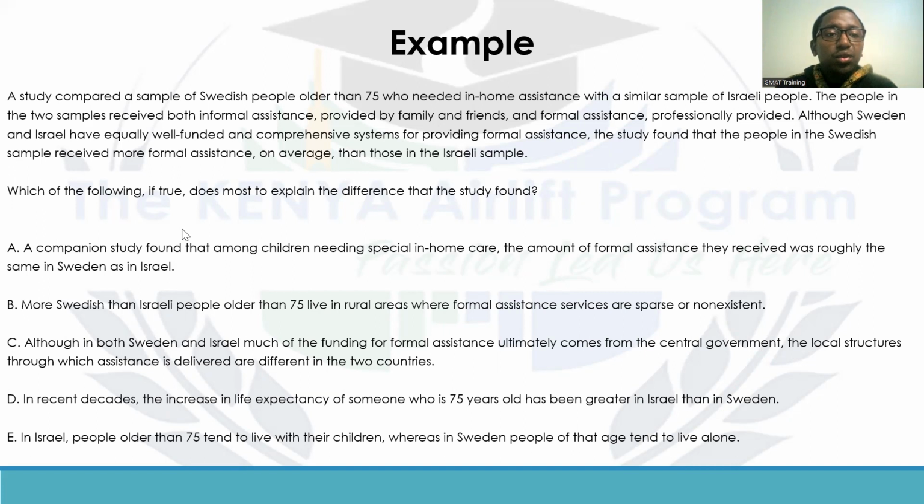So the first thing you do here is understand the paradox. So you have a comparison of the Swedish people versus Israeli people. So both have formal and informal assistance. So this is common to both.